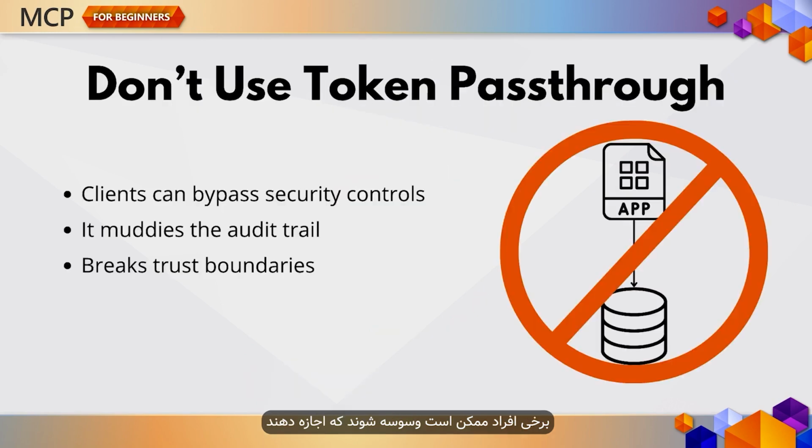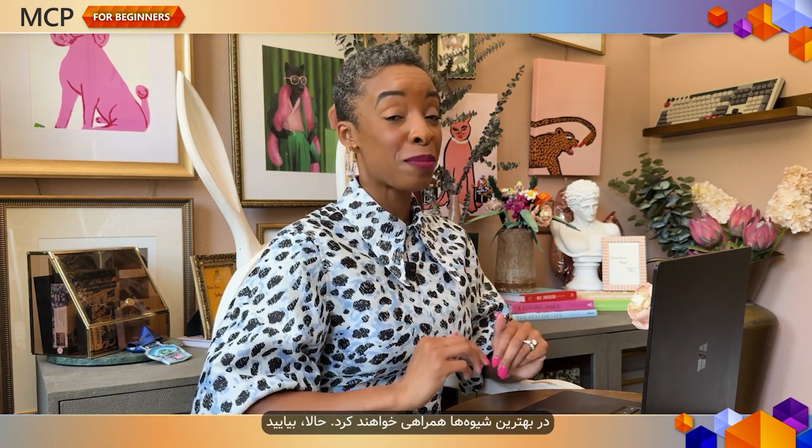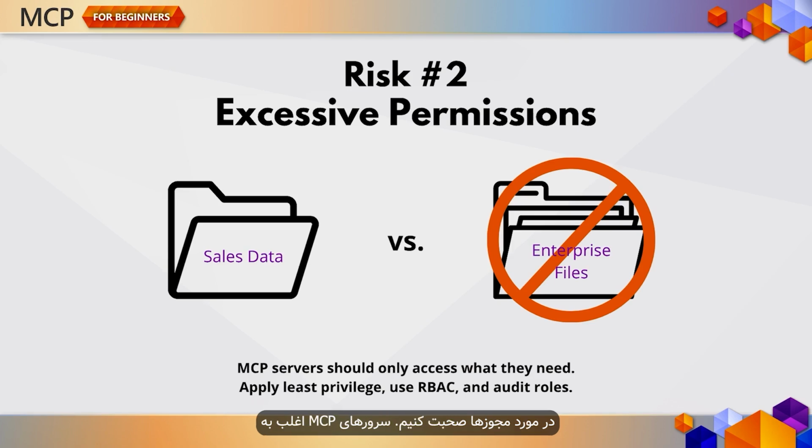Some folks might be tempted to let the client pass its token straight to the downstream resource, called token pass-through. This is explicitly forbidden in the MCP spec because it introduces a mess of problems. Clients can bypass critical security controls, it muddies the audit trail, and it can break trust boundaries between services. The bottom line, only accept tokens issued specifically for the MCP server. If you're using Azure, tools like API management, Microsoft Entra ID, and the official MCP security guides will walk you through best practices. Now let's talk permissions.